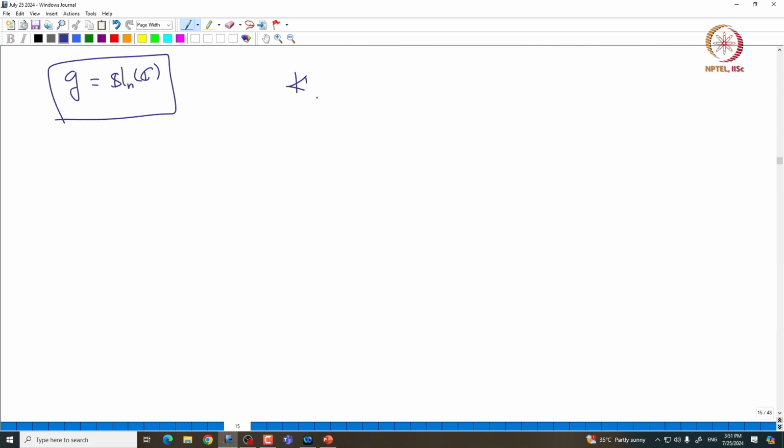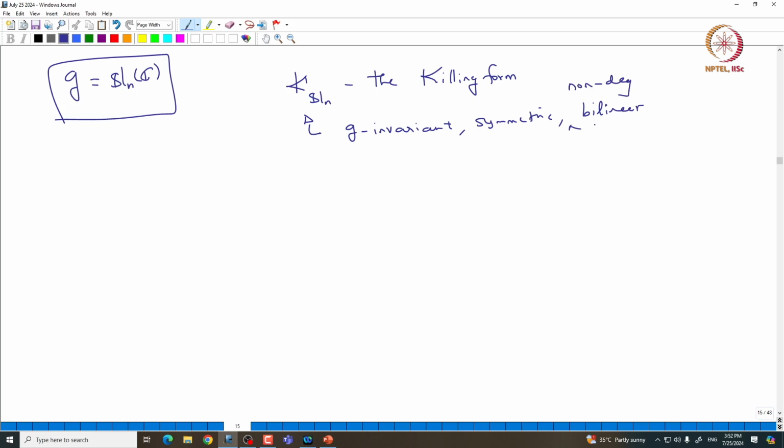So, recall that the Killing form is a non-degenerate form. What properties does it have? It is a G-invariant, symmetric bilinear form. This is also a non-degenerate bilinear form on G. Now, if you fix a basis, you can take the standard basis and try to compute the dual basis of that.